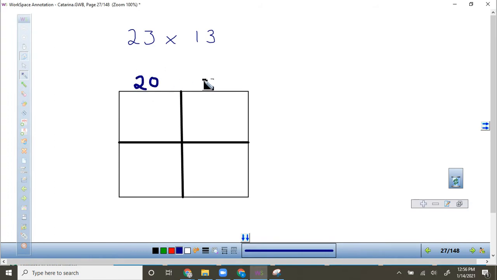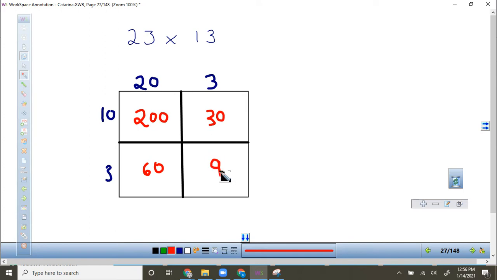And I'm going to write it here. I could have written it on the left as well. That doesn't matter. So 23 is 20 and 3. 13 is 10 and 3. And you can multiply by breaking apart like this. So for example, you would get 20 multiplied by 10, you would get 200. 10 multiplied by 3 is 30. 3 multiplied by 20 is 60. 3 multiplied by 3 is 9.